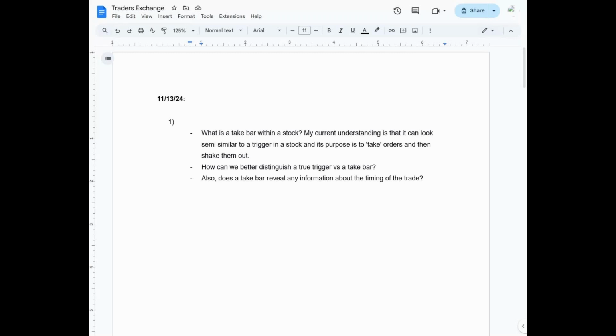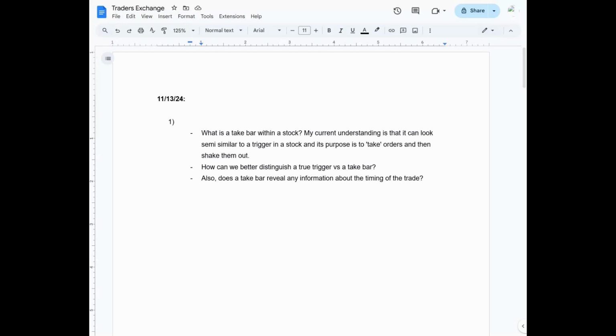So that being said, the first question we have in front of us is, what is a take bar within a stock? My current understanding is that it can look semi-similar to a trigger in a stock, and its purpose is to take orders and then shake them out. How can we better distinguish a true trigger versus a take bar? Also, does a take bar reveal any information about the timing of the trade?